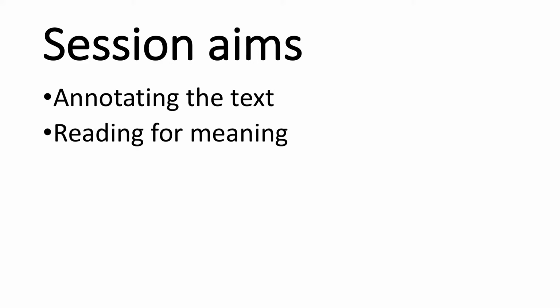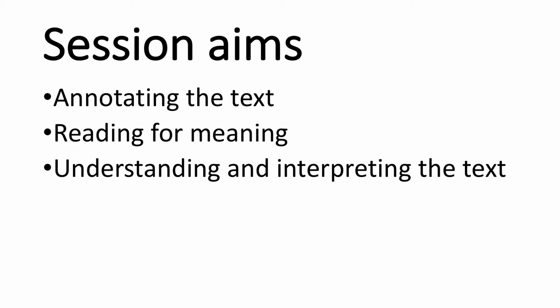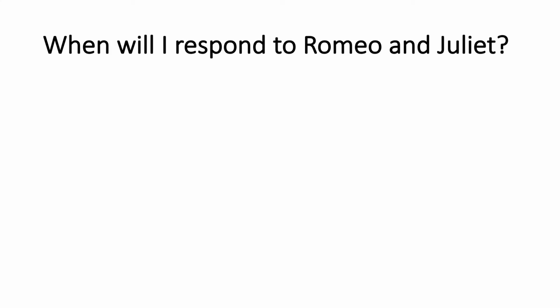So the session aims for today are to annotate the text. This is a crucial skill. It doesn't involve simply highlighting. It actually means making notes as you read the text. Also reading for meaning. This is crucial to develop your AO1 skills, which is developing your understanding of the text. Also understanding and interpreting the text, which are crucial for AO1 also. You must show accurate interpretations and that you clearly understand the extract and the rest of the text.